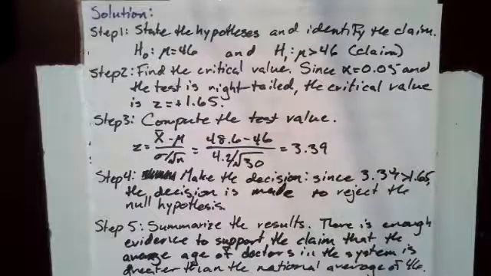So then we summarize the results. There is enough evidence to support the claim that the average age of doctors in the system is greater than the national average of 46.